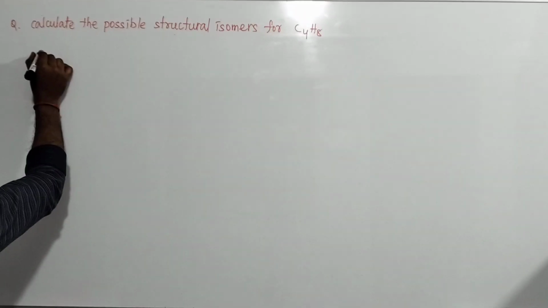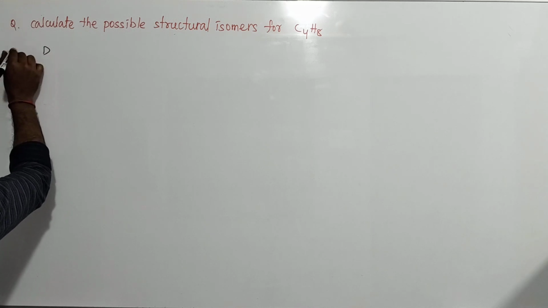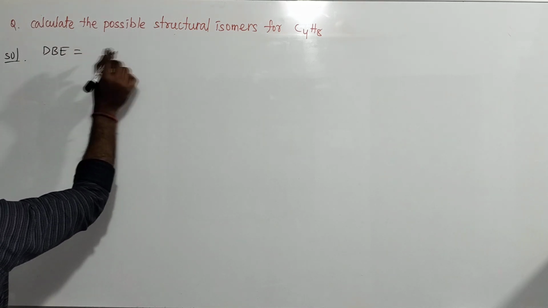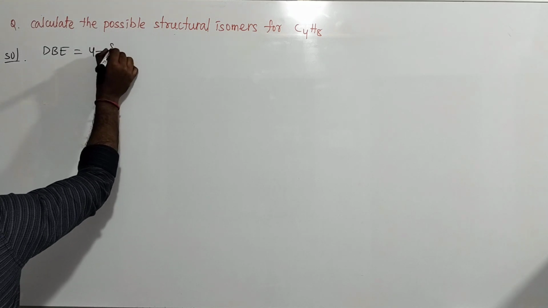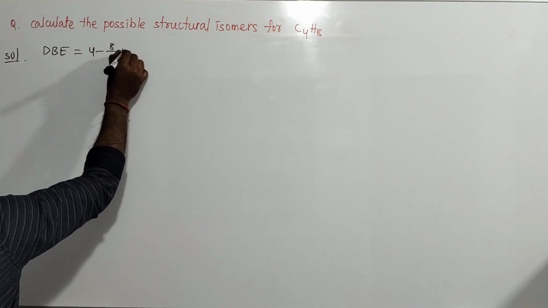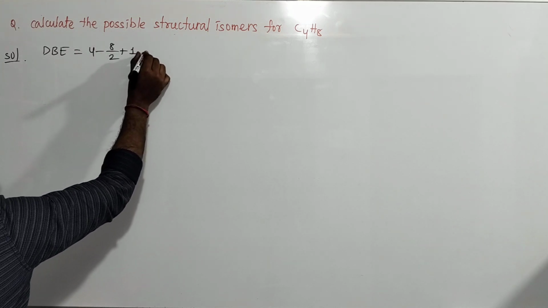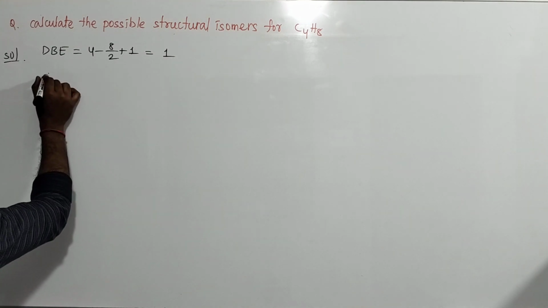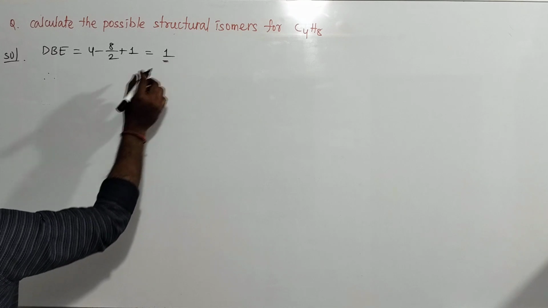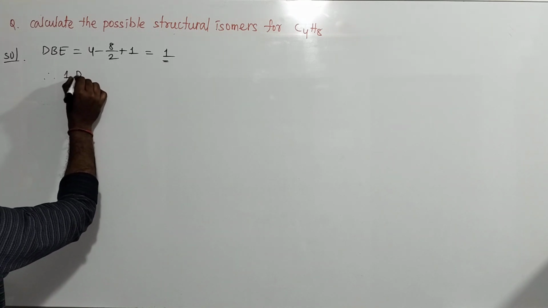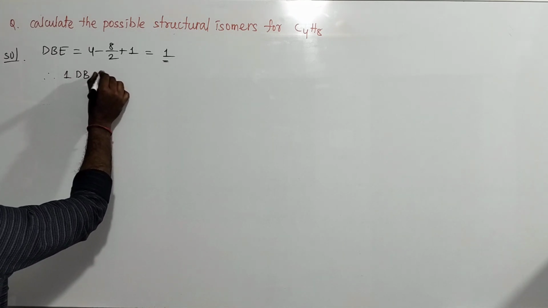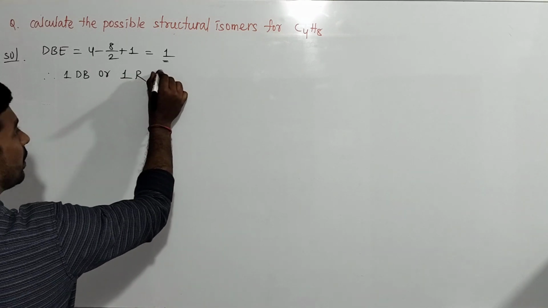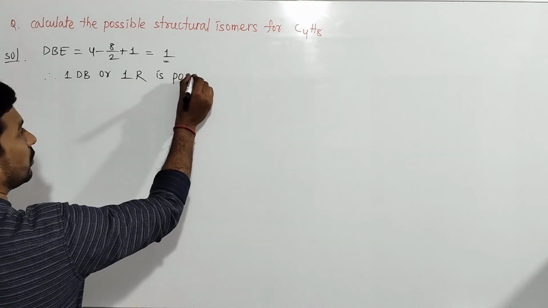See, DBE, double bond equivalence, is equal to number of carbon atoms 4, number of hydrogen atoms 8 by 2, number of nitrogen atoms are absent, plus 1. That is equal to 1. It means double bond equivalence 1 means 1 double bond or 1 ring is possible.